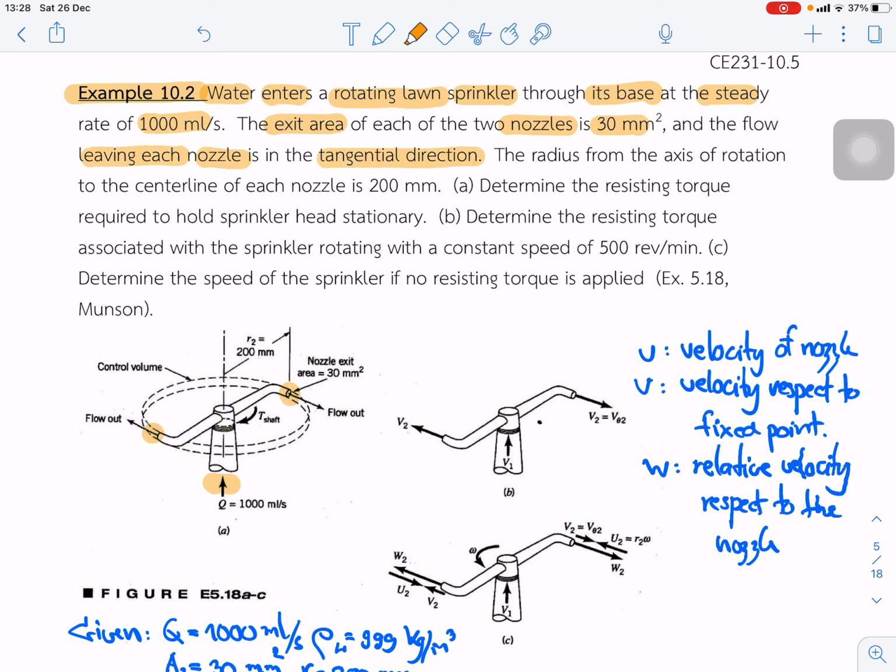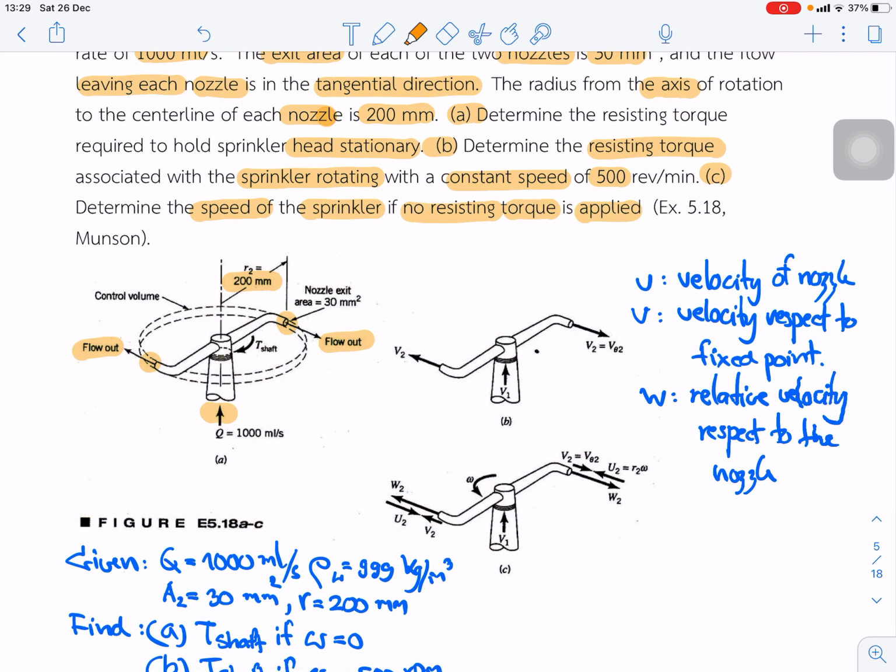The radius from the axis of rotation to the center line of each nozzle is 200 millimeters. A. Determine the resisting torque required to hold the sprinkler's head stationary. B. Determine the resisting torque associated with the sprinkler rotating at a constant speed of 500 revolutions per minute. And C. Determine the speed of the sprinkler if no resisting torque is applied.